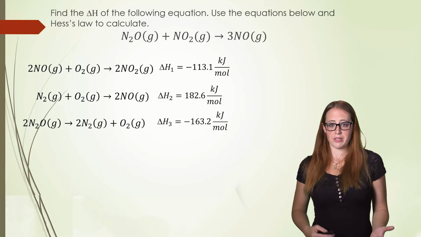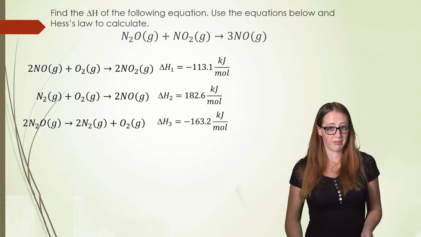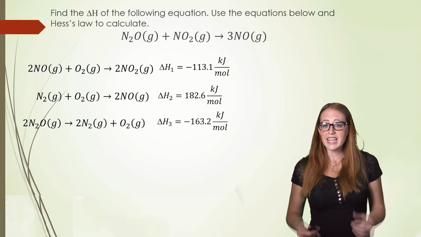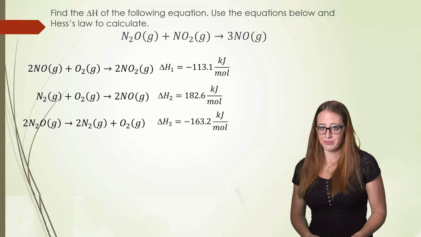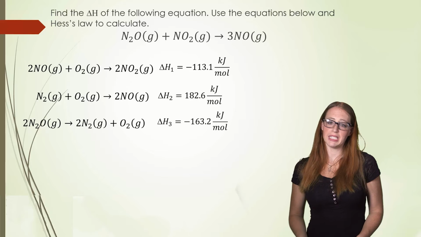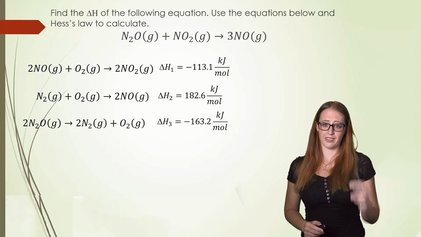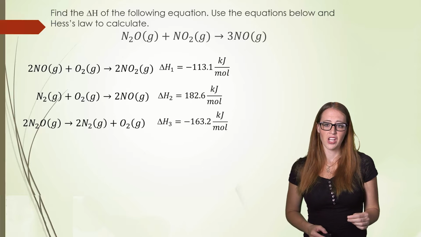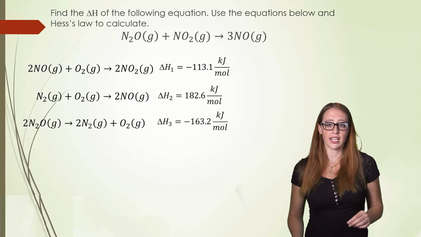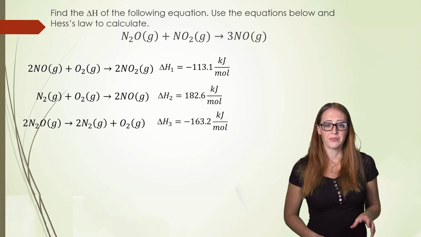Our first step is always going to be to choose where to start. So we never want to have to guess. In other words, when you make a manipulation to any of these reactions, you want to know that it is the correct manipulation. So look at all of the reactants and all of the products.